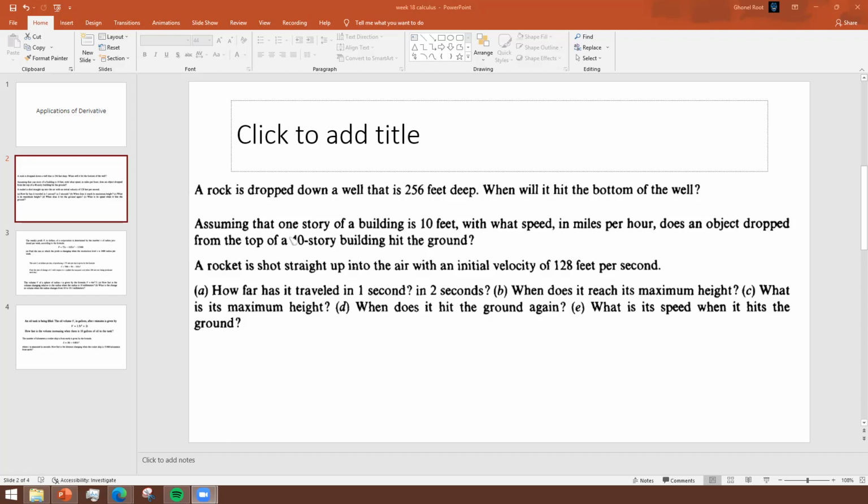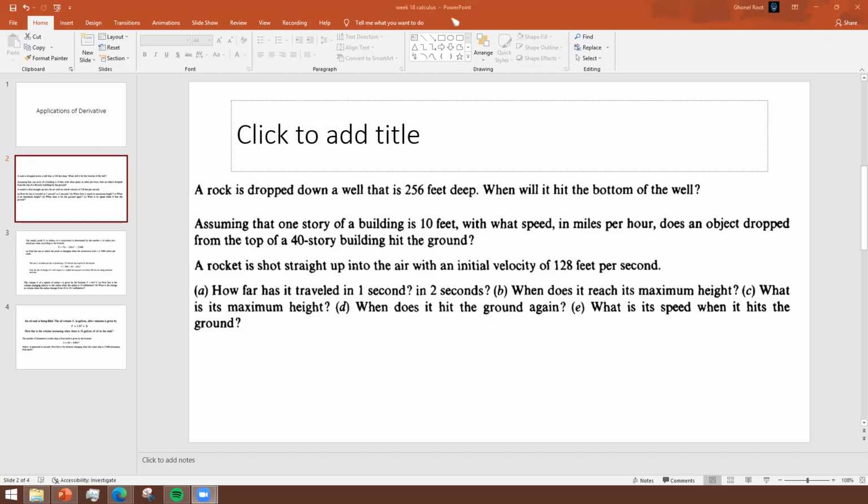Assuming that one story of a building is 10 feet, with what speed in miles per hour does an object dropped from the top of a 40-story building hit the ground? Okay? So technically, we do the same thing. We have a 40-story building. First, we must know how tall our building is. The building is 40 stories, guys, and 1 story is equal to 10 feet.